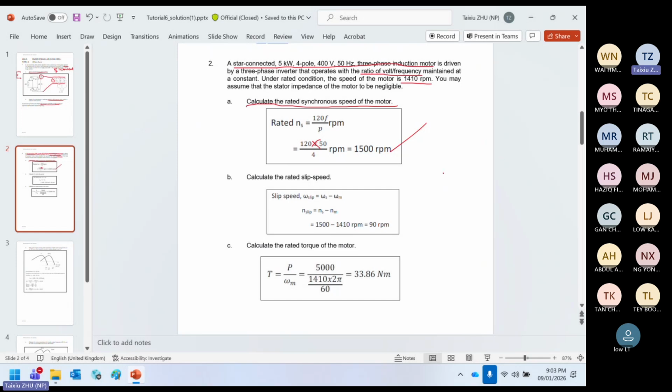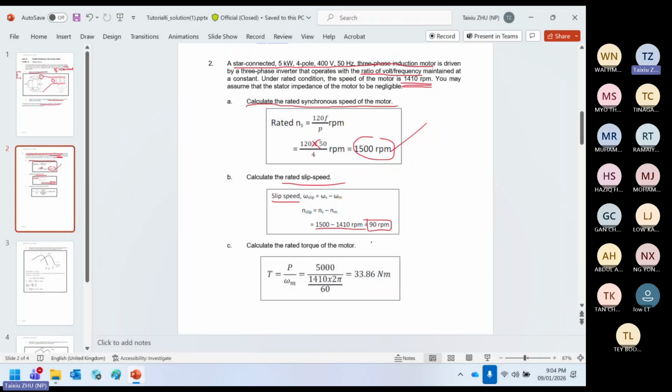Okay, next one, calculate the rated slip speed. You remember how we calculate the slip speed? Basically, it's the synchronous speed minus the motor speed. This one is the synchronous speed, and this one is the rotor speed, the motor speed. The difference is the slip speed. You can just do a minus. The slip speed is 90 RPM. This one is also okay, right? Yes. So this part B is also okay.